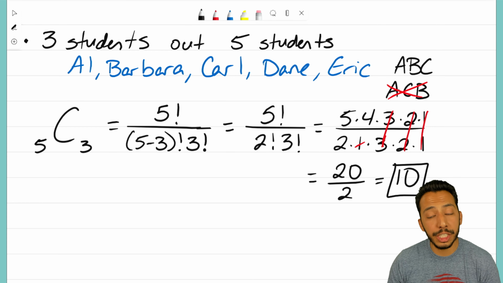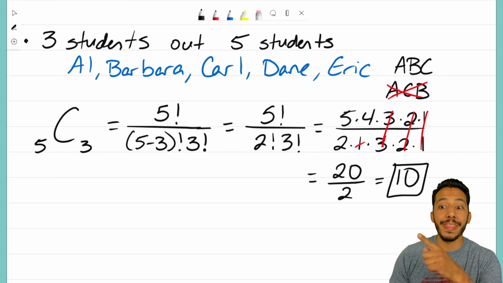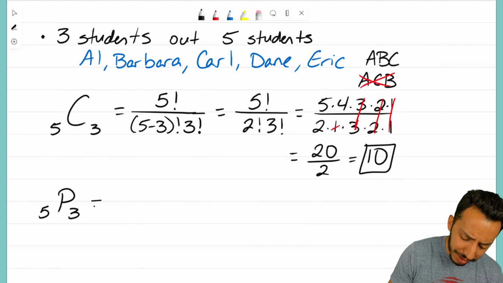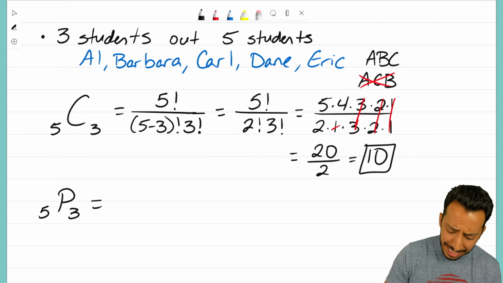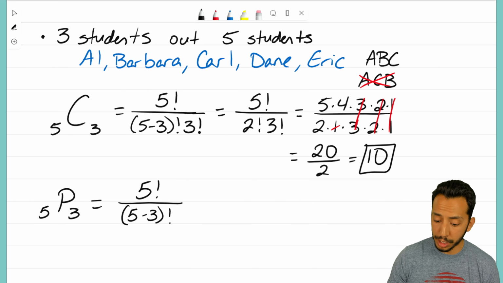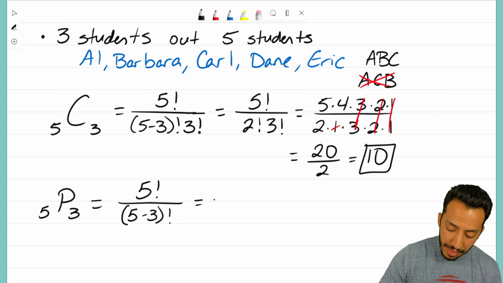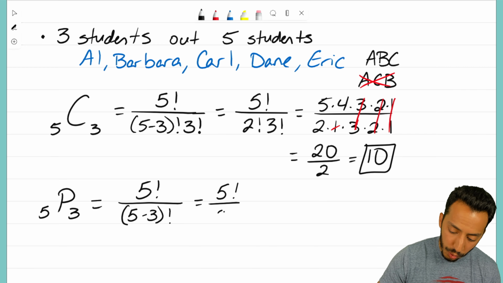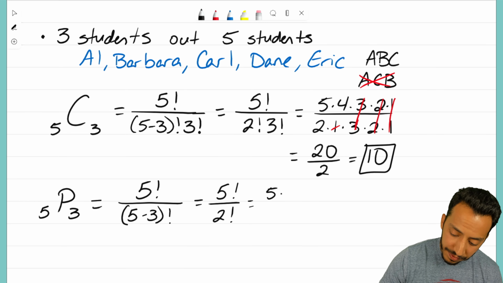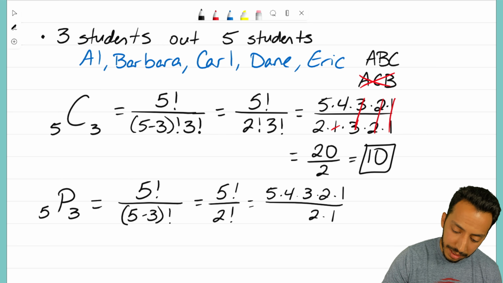Had this been a permutation, that number would have been a lot more. And if you don't believe me, let's just see it as a permutation. Let's say maybe that the order now all of a sudden does matter, even though it doesn't. But let's see. If I make this into a permutation problem, I would have this using my formula, right? Notice I don't have the r factorial there. This ends up just being 5 factorial over 2 factorial. And that would simplify to 5 times 4 times 3 times 2 times 1, all over 2 times 1.